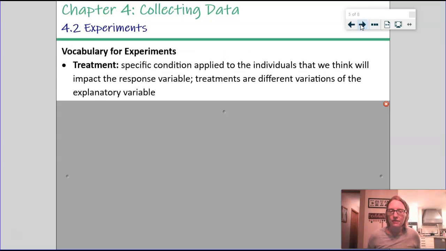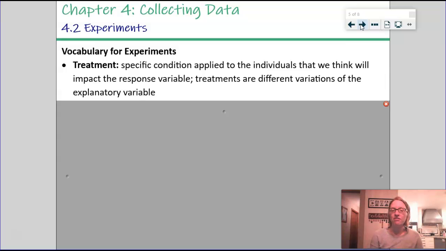So experiments have a couple different vocabulary words that are really particular just to them. The first is treatment, which you've already heard me use. The treatment is the specific condition that we apply to the individuals that we think is going to impact the response. So in the last one, the treatment was either offering the financial incentives or not. We thought that would have some sort of impact on our response variable of weight.